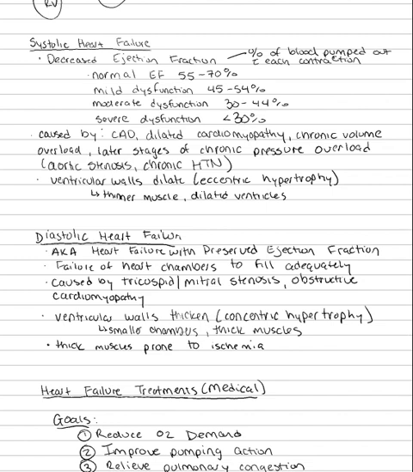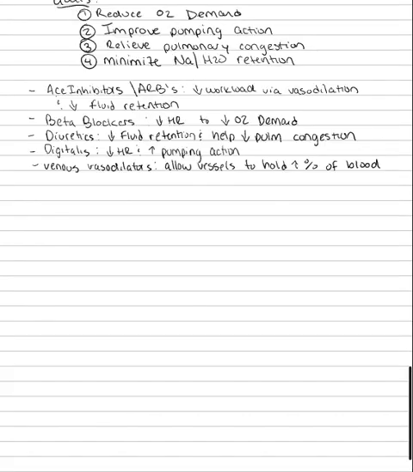The treatments for heart failure are going to be based on 4 goals. We'll look at those right here. The 4 goals are to reduce oxygen demand, improve pumping action, relieve pulmonary congestion, and to minimize sodium and water retention. Some of the common meds that you're going to see for this include ACE inhibitors and angiotensin blockers, which are going to work by decreasing the workload via vasodilation and at the same time decreasing fluid retention.